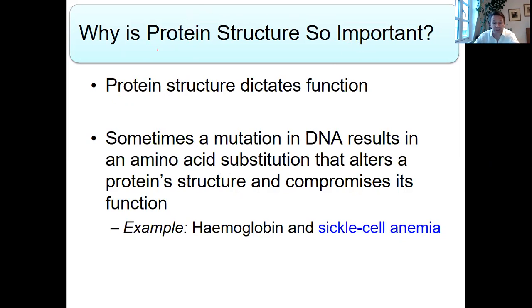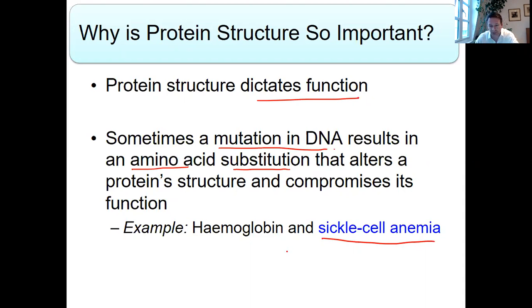So why is protein structure so important is that it dictates function, as I think I've gone on quite a lot about. If you have a mutation in the DNA, you can lead to an amino acid substitution. Now, the classic example of this is sickle cell anemia. In sickle cell anemia, you have one amino acid which is substituted in the hemoglobin chain. I think it's a glutamic acid for a valine. It's one way around or the other way around. I can never remember which way around it is. But you just change one of the nucleotides in the DNA triplet, and then that changes one codon, and that changes one amino acid.